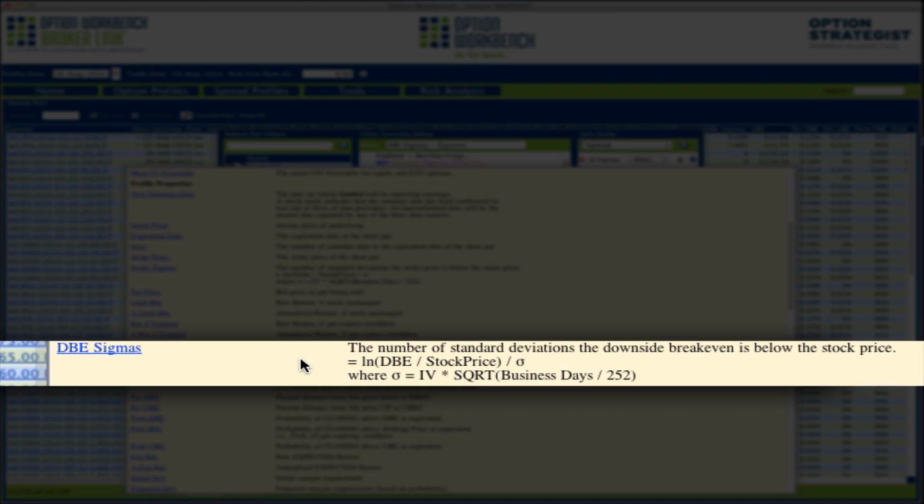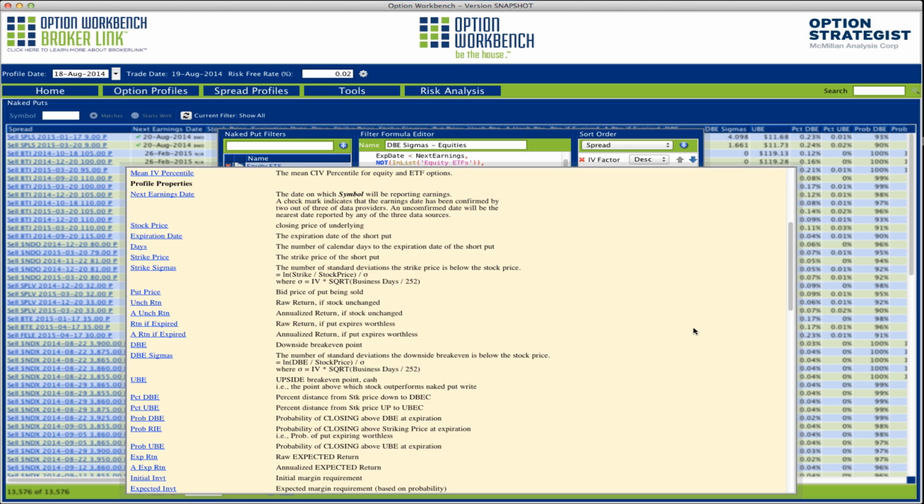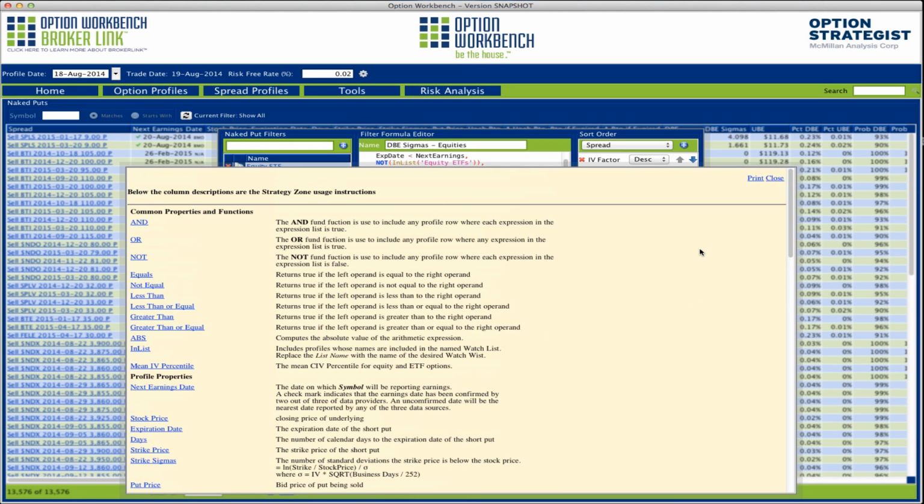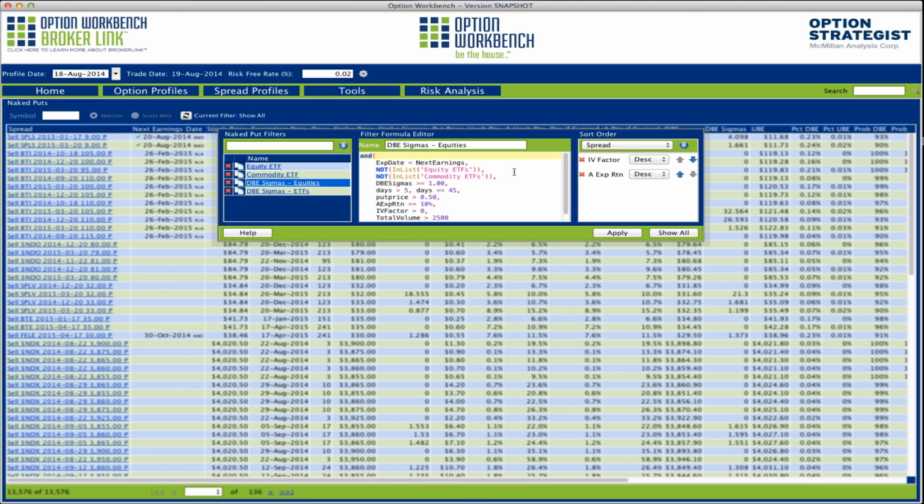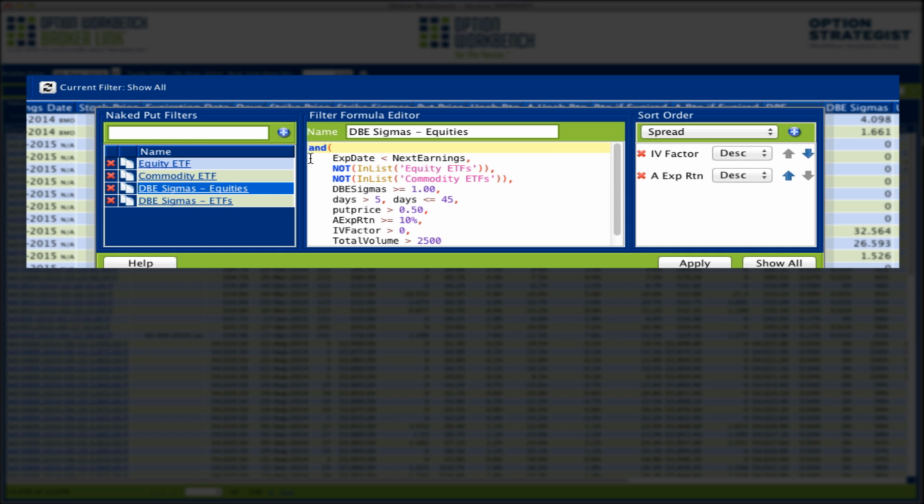So I want the downside break even to be far enough away from the underlying price that I have a reasonable probability of not being assigned, and that I can make some money on. So let me close that help screen, and I'll go through my little filter here line by line.